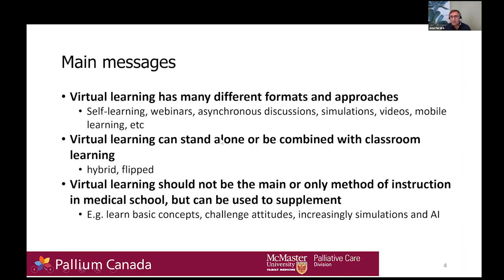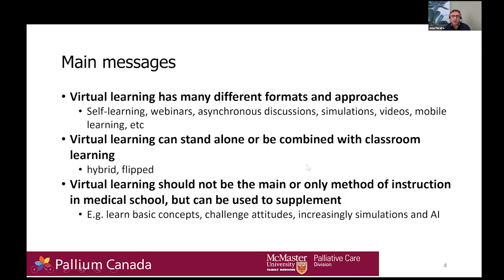We've learned that in terms of looking at virtual learning, as I said, there are many different formats and approaches, from self-learning modules to webinars, asynchronous discussions and simulations, videos, etc. And AI, or artificial intelligence, now is beginning to have an impact, where you can now set up these learning environments that you can actually interact with. And there's some people doing amazing work on communication training using these learning environments motored by artificial intelligence.